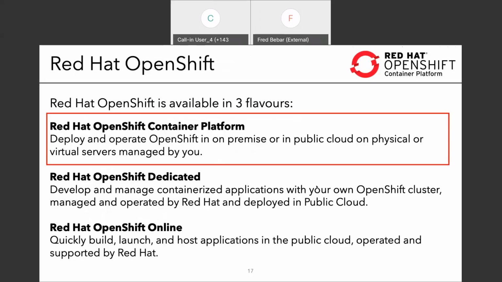There are a few flavors of OpenShift. We've got OpenShift Container Platform, where we deploy and operate OpenShift on premise or in a public cloud, on our virtual or physical servers, but we manage it. We look after it. It's something that we will be running. There's a dedicated option where we have our own OpenShift cluster, but it's managed and operated by Red Hat and deployed in the public cloud. And then there's the online version, which is effectively hosted public cloud operation from Red Hat.